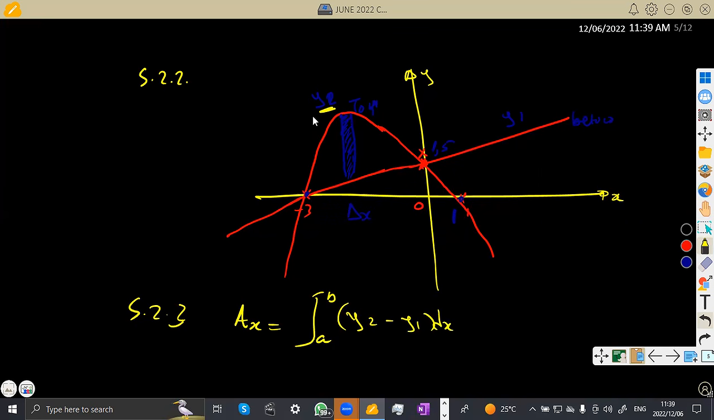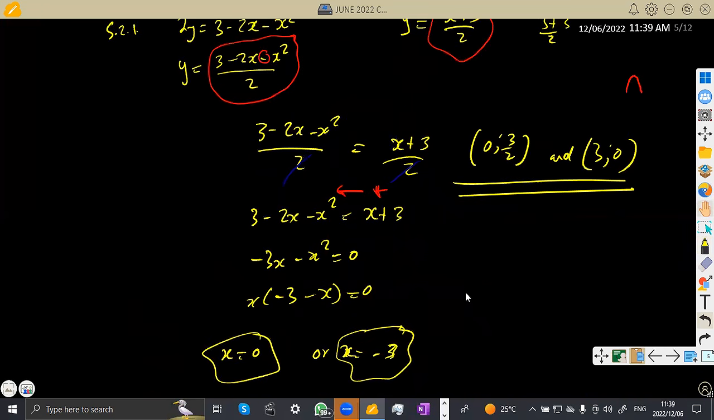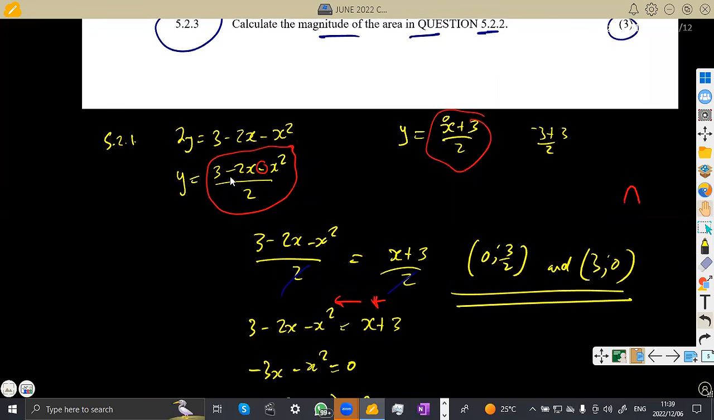If this is y1 on top, then it's going to be y1 minus y2. It depends on the way that you have written it. And our y2 is this function that we have written here as 3 minus 2x over minus x squared over 2. So if you have to divide, you can divide each and every term there by 2. So if you divide by 2, you're going to see this will be 3 over 2 minus 2 and 2 cancel, we've got x, and we are going to remain with minus x squared over 2. So that is what you're going to have, or minus half x squared.